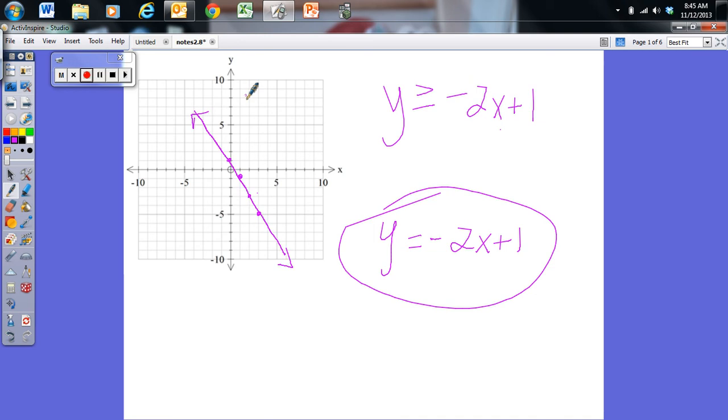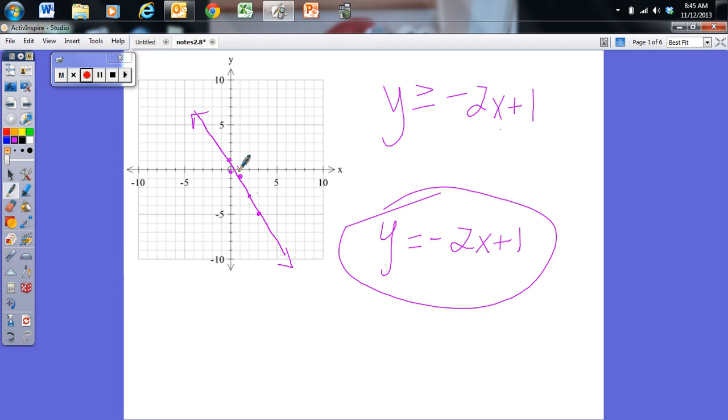And then we have to decide if our answer is going to be all the points on this side of the line or all the points on this side of the line. In order to determine that, we're going to pick a point on one side or the other and see if it comes out true when we plug it into our inequality. The easiest point to pick is always 0, 0, because when you plug in 0, you get really nice numbers. Notice that 0, 0 is to the left of the line we just drew.